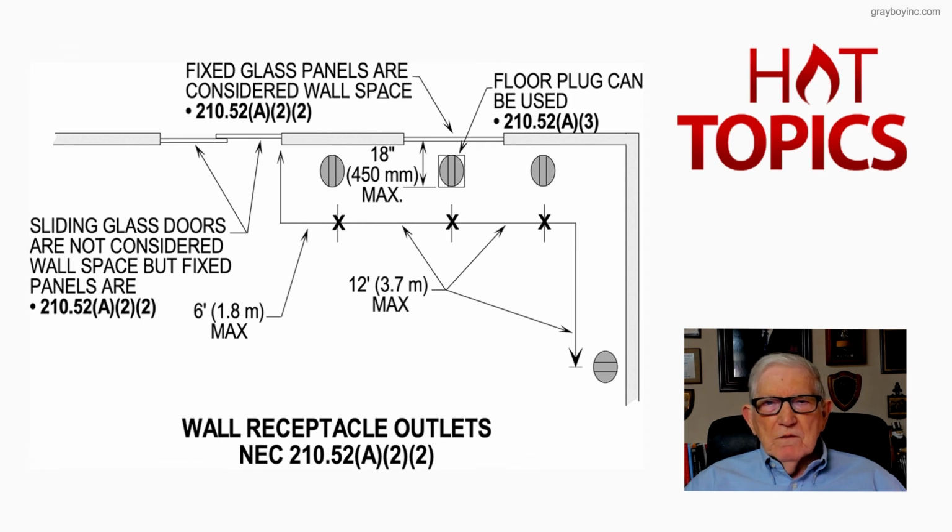And notice if you had a fixed glass panel, they're considered wall space. If they're fixed, they're not movable. And you can't put a receptacle in a glass wall from the ceiling to the floor or halfway down, whatever. But notice you could put a floor plug in, and you would put it within 18 inches. And then you notice if you had a fixed wall, then you would put a receptacle, and then naturally you're going to give that 12-foot measurement again, as you see in this illustration.